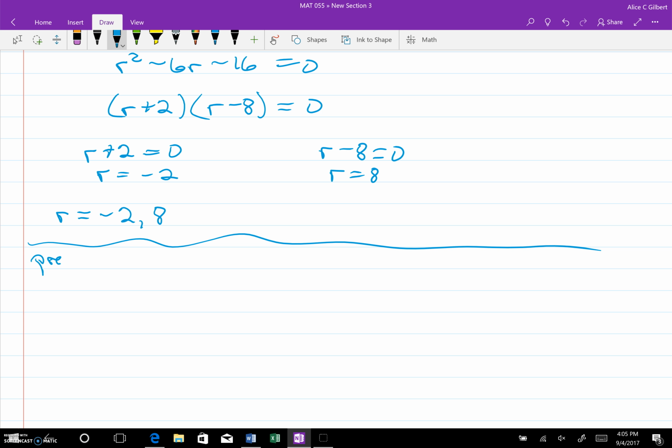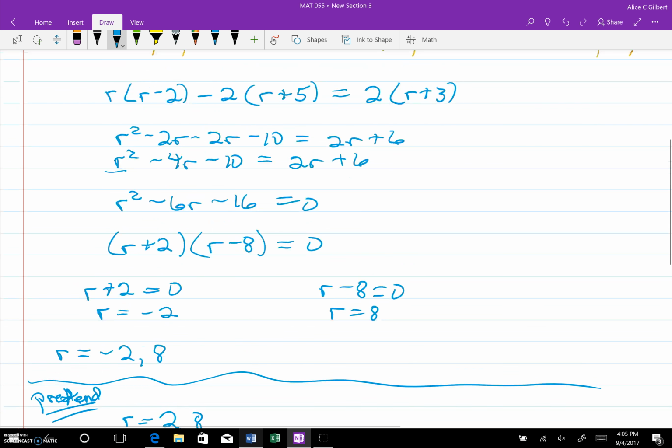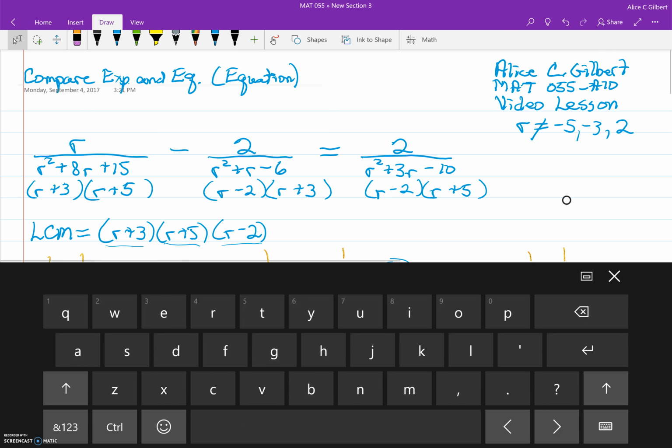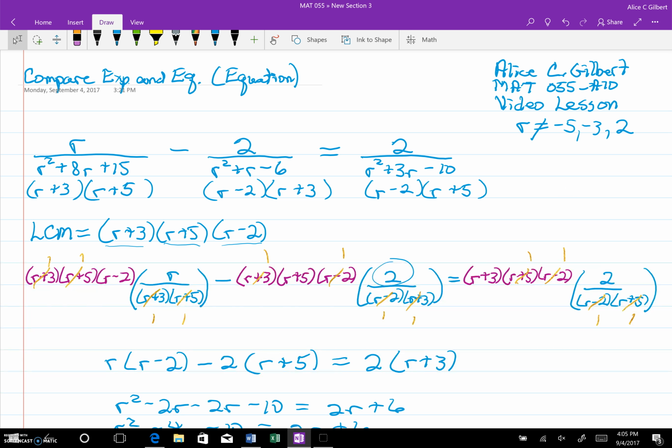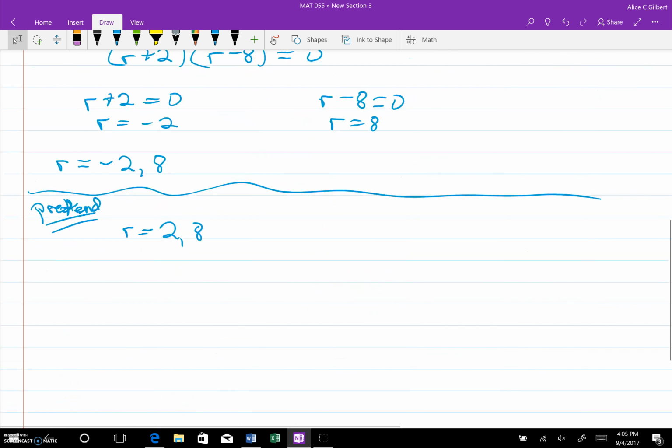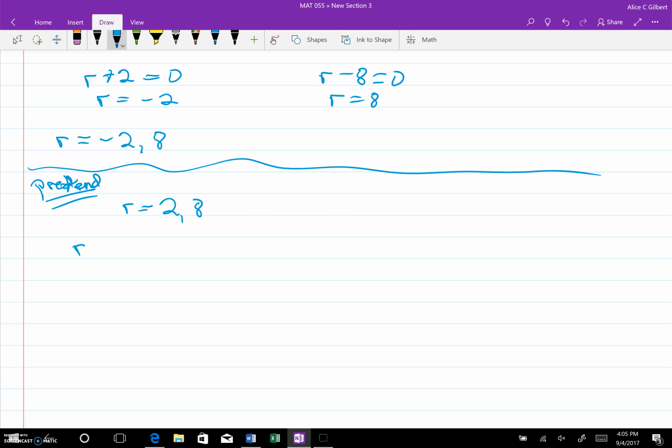Now let's just pretend for a minute that I ended up with r equals 2 and 8. Can I use both of those? I can't use the 2 because if I put 2 in here, I'll end up with 0 in the denominator. So then I only write what I can, what works, and then I get r equals 8.